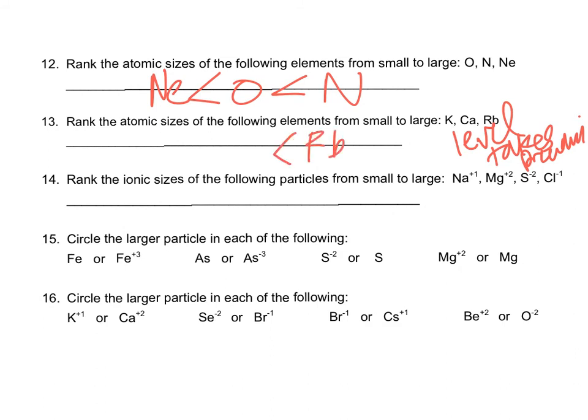And then between the two then, you can compare potassium and calcium because you already know that as you go across it gets smaller. So calcium would be the smaller one, and then potassium would be the one in the middle.